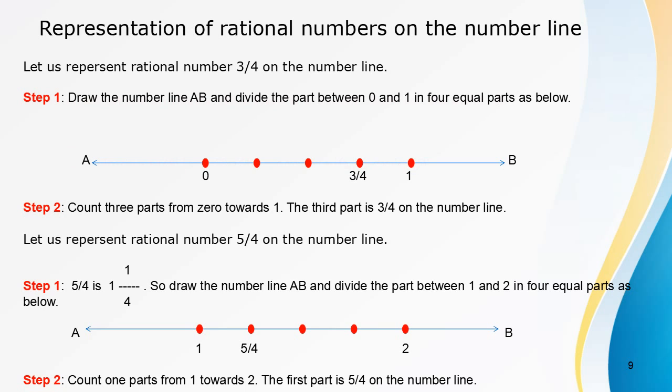Let us represent the rational number 5 upon 4 on the number line. 5 upon 4 is one integer and 1 upon 4. So, draw the number line AB and divide the part between 1 and 2 into 4 equal parts as below. Step 2. Count one part from 1 towards 2. The first part is 5 upon 4 on the number line, which is also one integer and 1 upon 4.